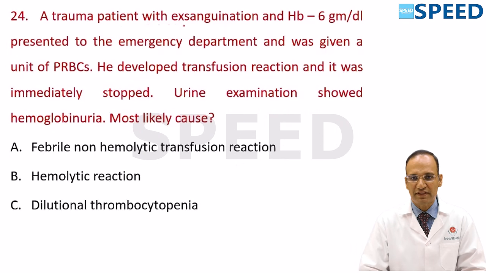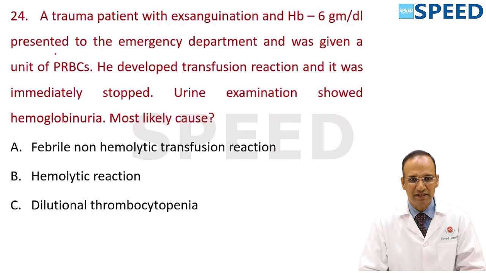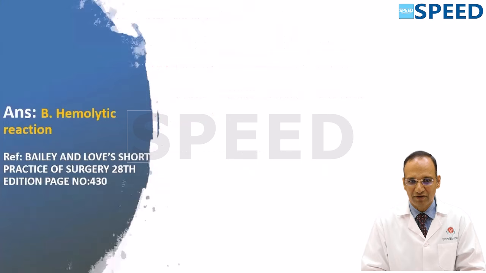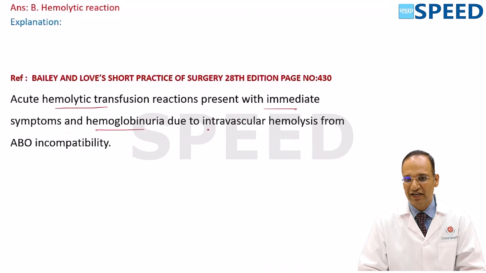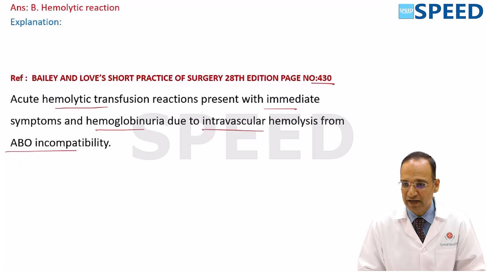A trauma patient with exsanguination and hemoglobin of 6 grams per deciliter presents to the emergency department and was given a unit of packed RBCs. He developed a transfusion reaction. It was immediately stopped. Urine examination showed hemoglobinuria. Most likely cause? This is a transfusion-related intravascular hemolysis, a hemolytic reaction. Acute hemolytic transfusion reaction presents with immediate symptoms, and hemoglobinuria is due to intravascular hemolysis, ABO incompatibility. You need to look at that. Page number 430 in Bailey 20th edition.